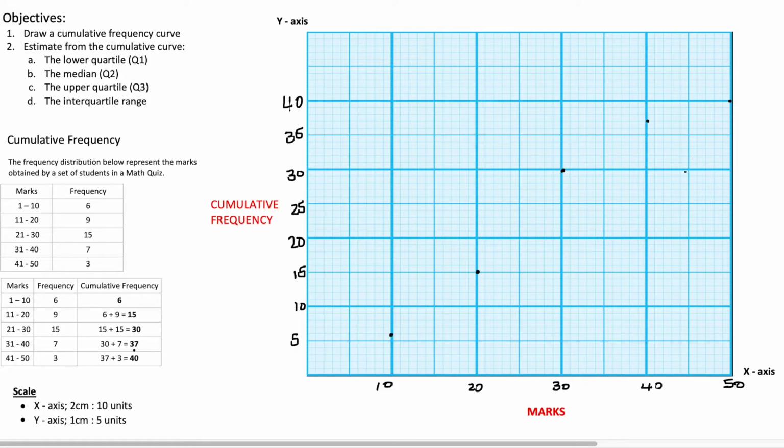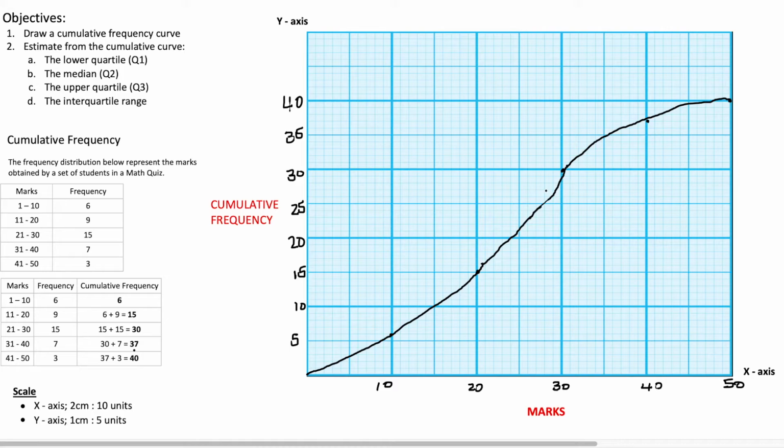So all we have to do now is to plot these points and join them. My graph is not that accurate, but at least you can see we're actually estimating.